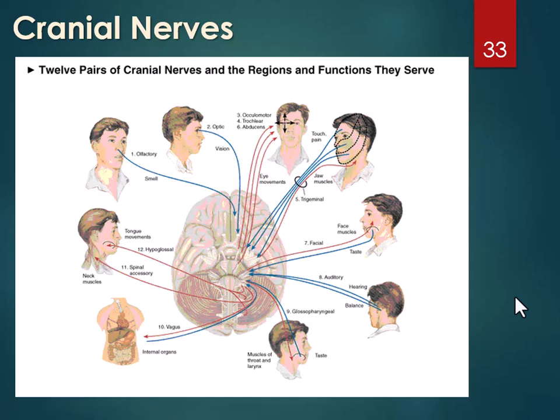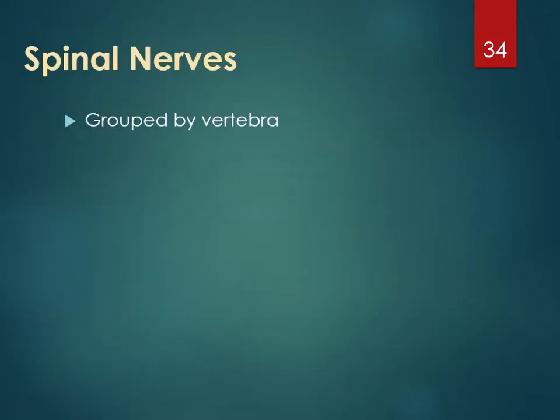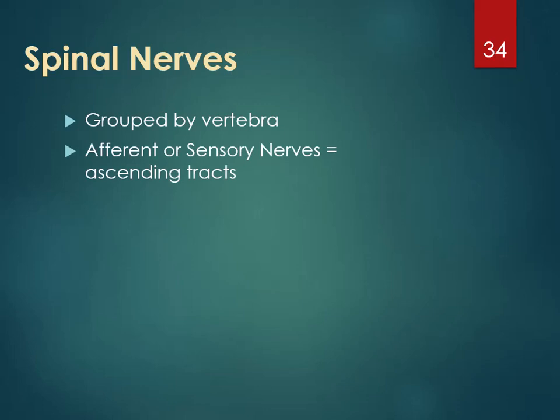And they all have names. Spinal nerves do not have names. They're just numbered by the vertebra. So cervical vertebrae, you have 7. You have C1, C2, C3, C4, etc. And thoracic, you have 12, so T1, T2, T3, etc. And they are both sensory and motor. The sensory nerves send information up to the brain, and the motor neurons send information from the brain to an effector.